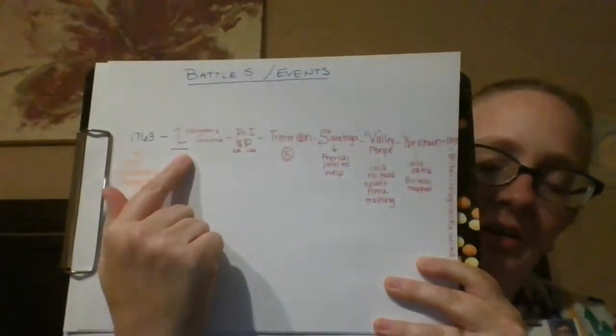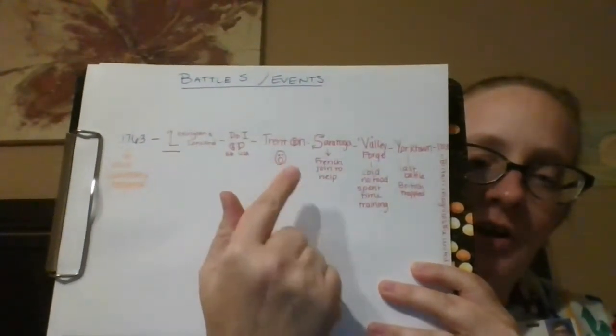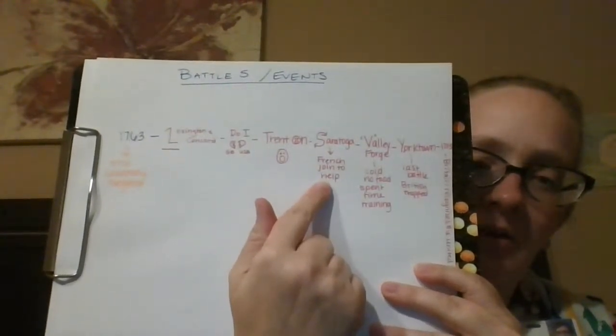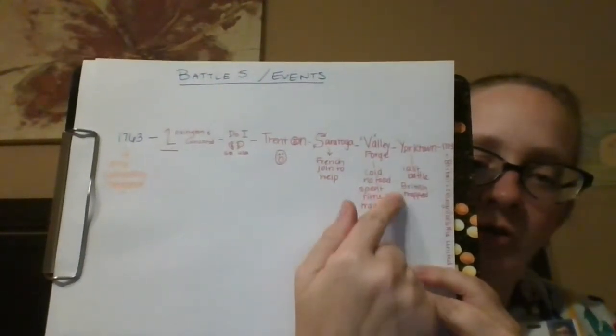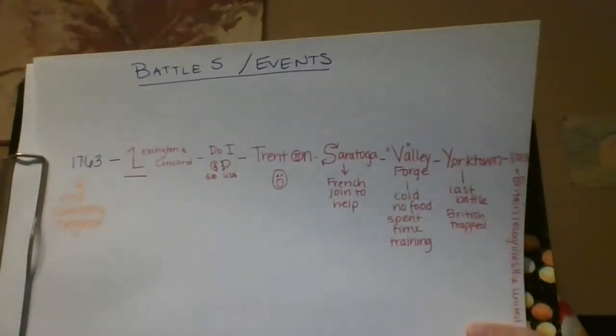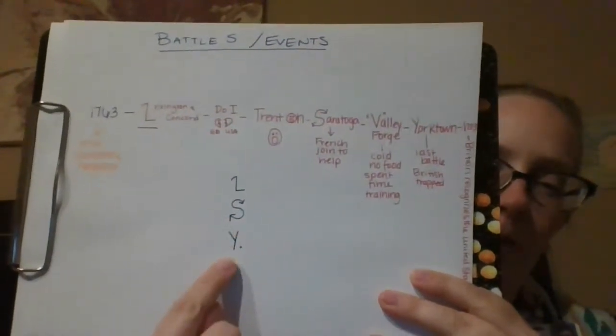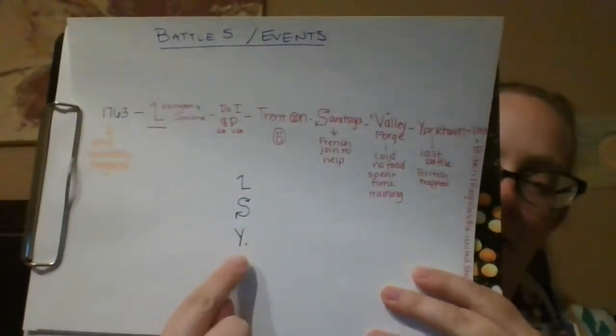Then you have the Battle of Lexington and Concord, the Declaration of Independence, the Battle of Trenton, Battle of Saratoga, Valley Forge, Yorktown, and then the Treaty of Paris of 1783. And remember we had the strategy that we do, LSY, Lexington, Saratoga, Yorktown, to help you remember the order of those three major battles. First battle, turning point, last battle. Lexington, Saratoga, Yorktown.